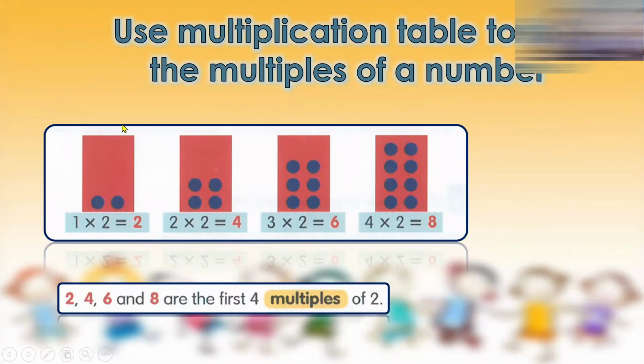You understand? So what is next after this? We got the first 4 multiples of 2 already.